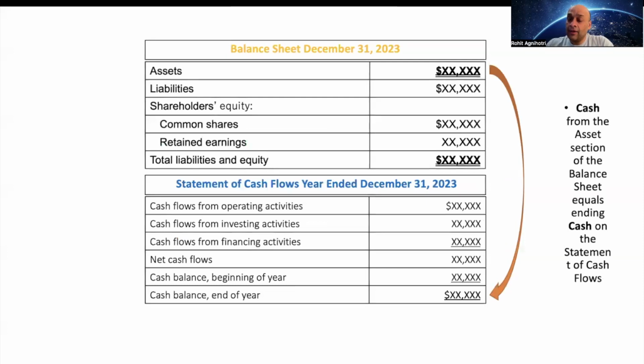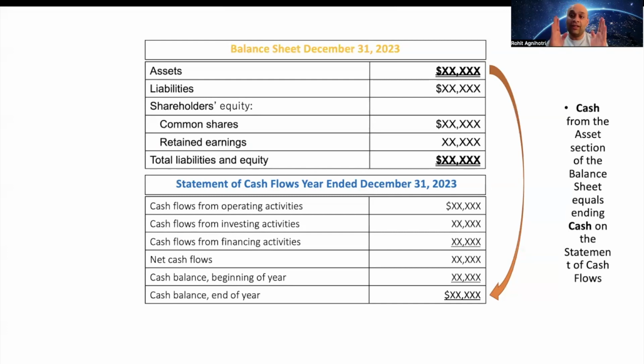Finally, after you have compiled your statement of cash flows, you will compare the cash balance at the end of that particular time period, which in this case is December 31st, 2023. So you are basically calculating the net cash for the entire year. That ending cash balance must equal the cash balance on the asset side of your balance sheet.